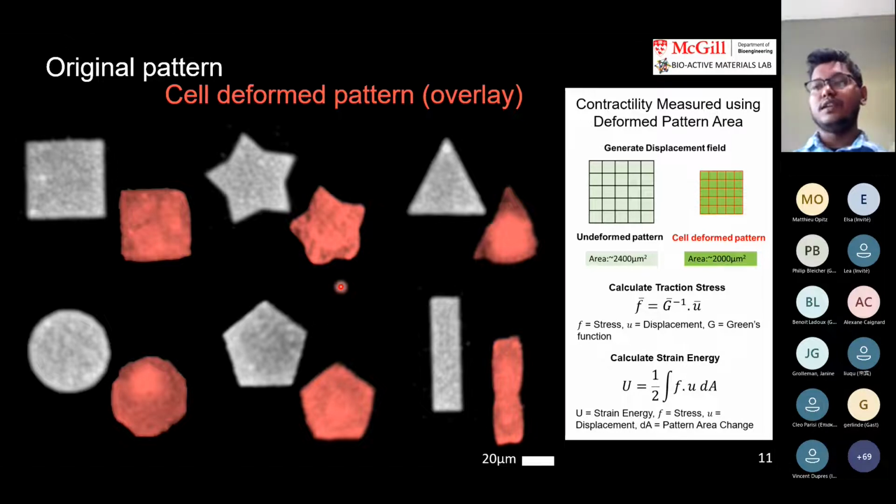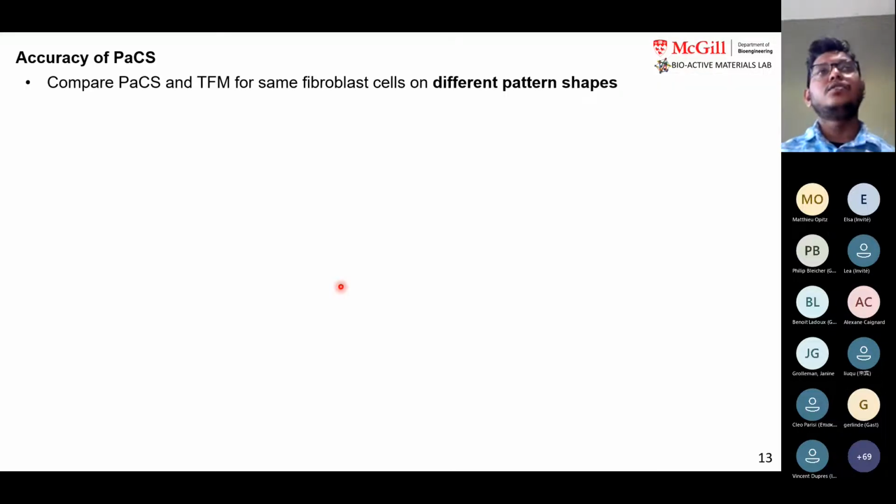So now we have this technique established. So we decided to check the accuracy of this technique. In order to check the accuracy, we decided to compare it with traction force microscopy.